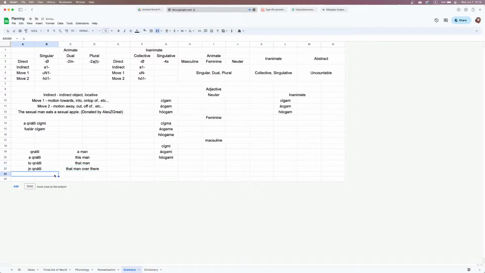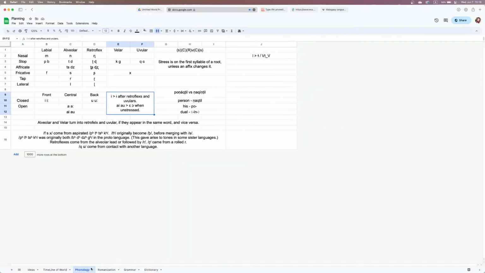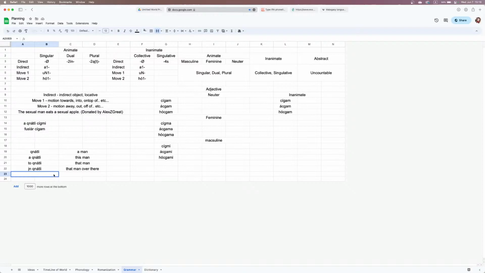And then finally, invisible is... Knatliti. Actually, I want a different sound than that. Knatlis. Knatlis. That man can't see them.